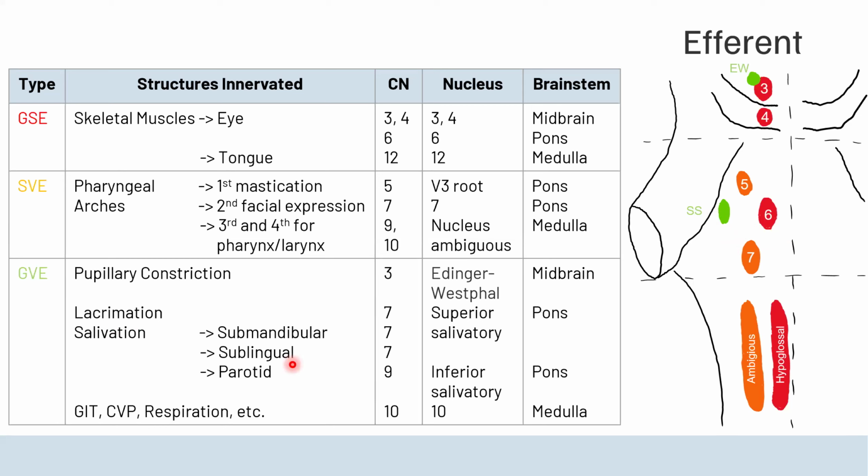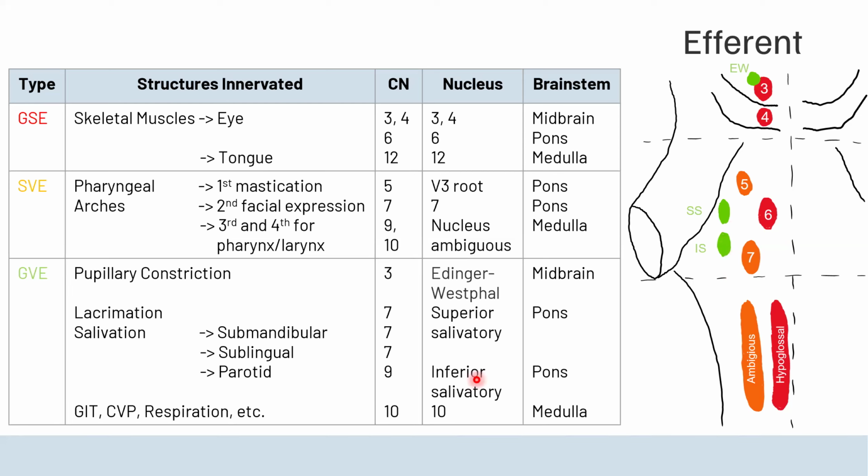Next up, we have our parotid gland for salivation, which we said was supplied by the ninth cranial nerve. And the nucleus that is responsible for this is the inferior salivatory. Now, the reason why I wrote pons is that it's once again at this junction. So it's slightly moving upwards towards this superior salivatory nucleus, but it's not really up there yet, and it's more at the junction between the two, okay?